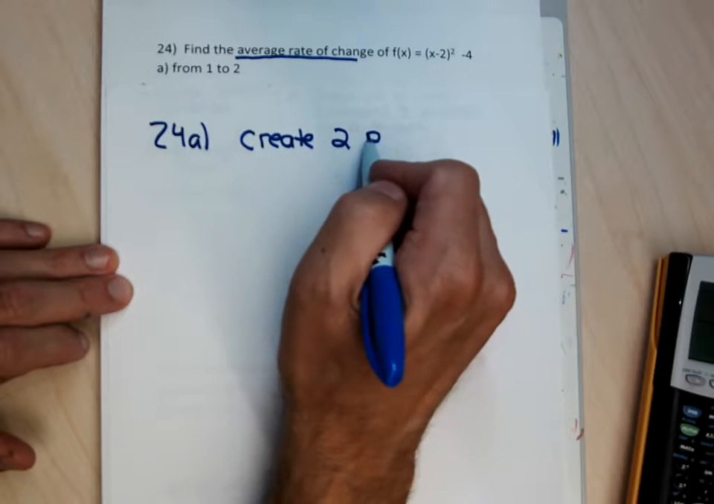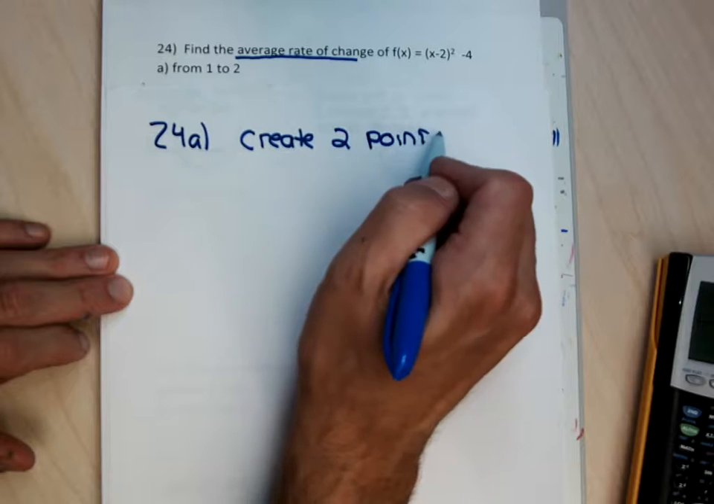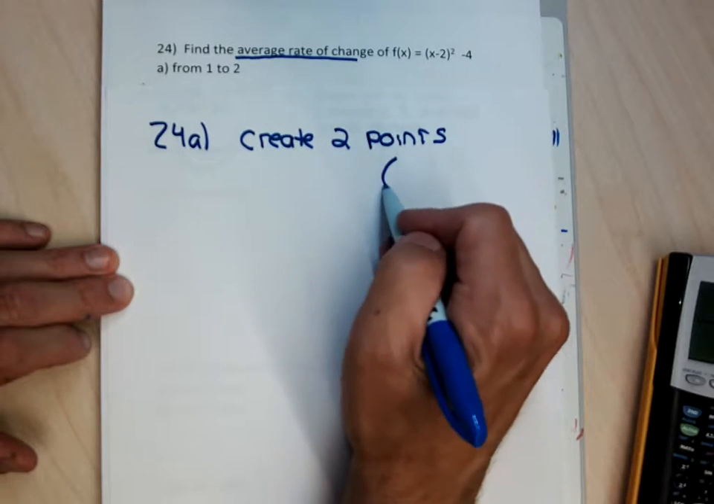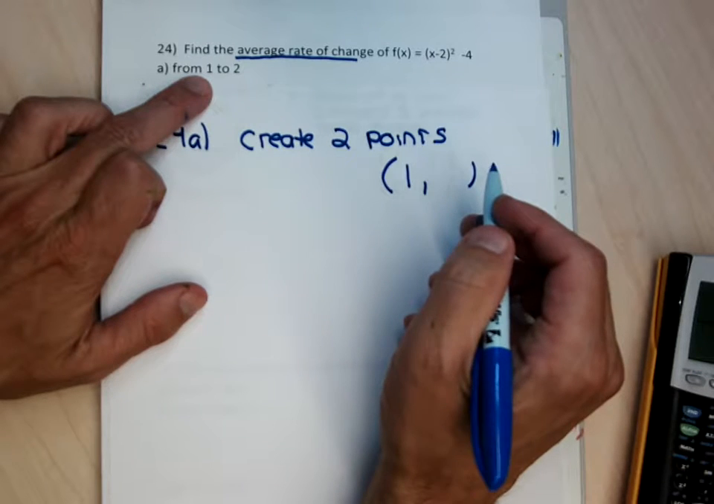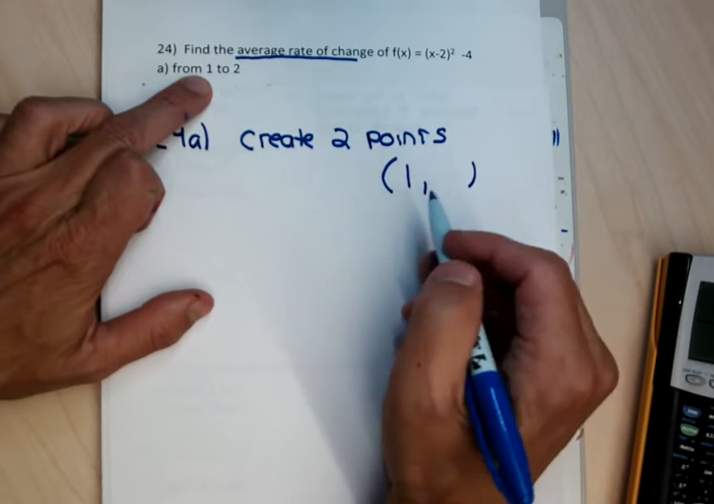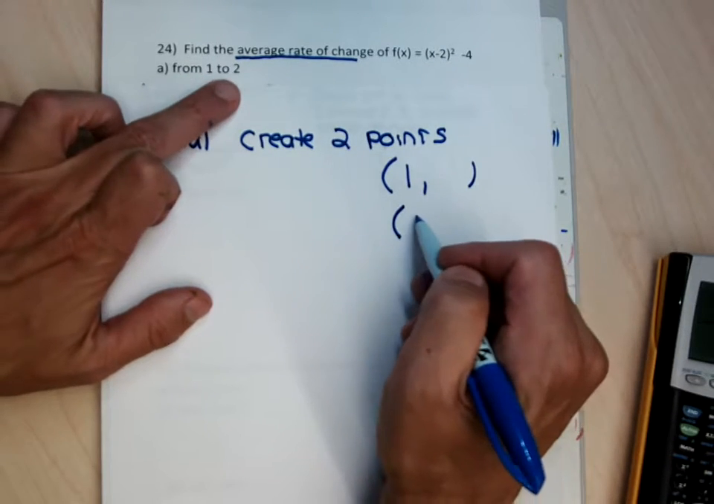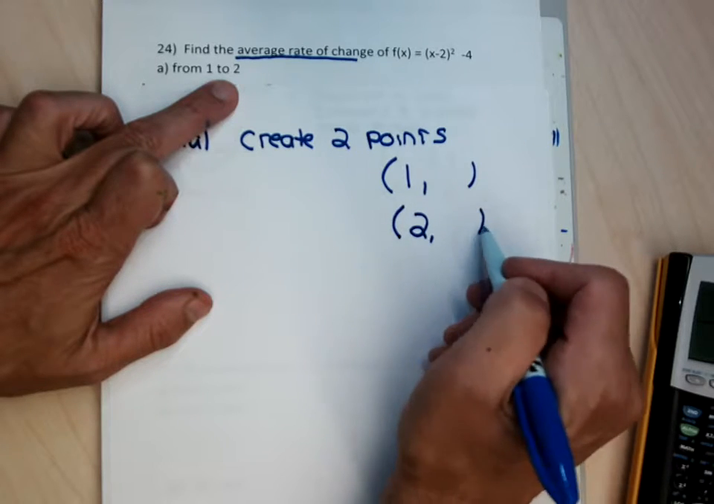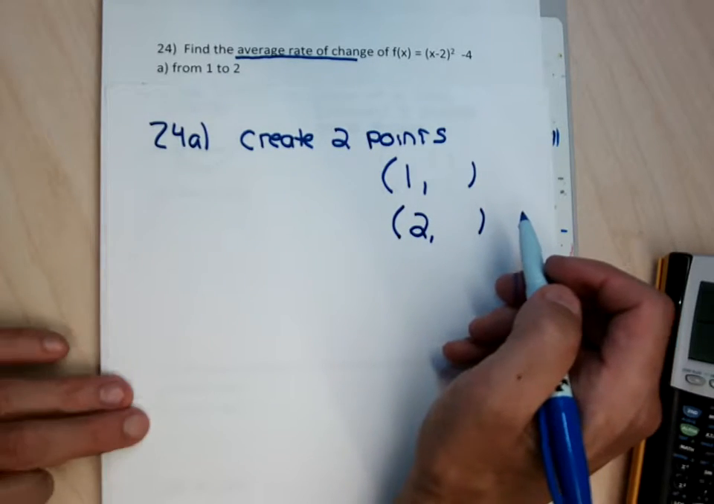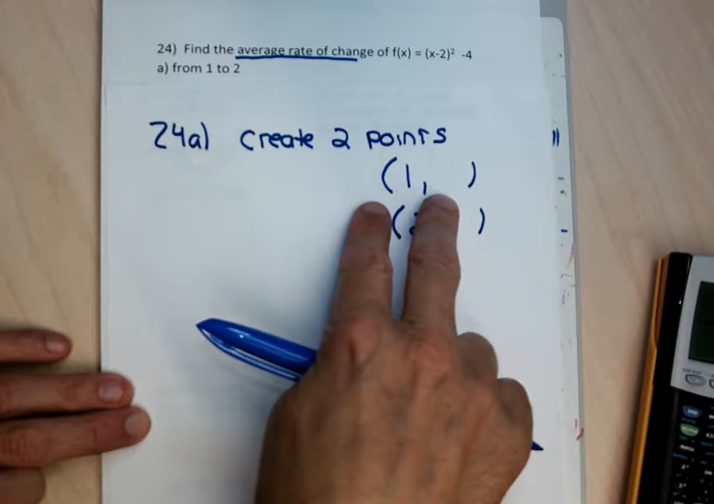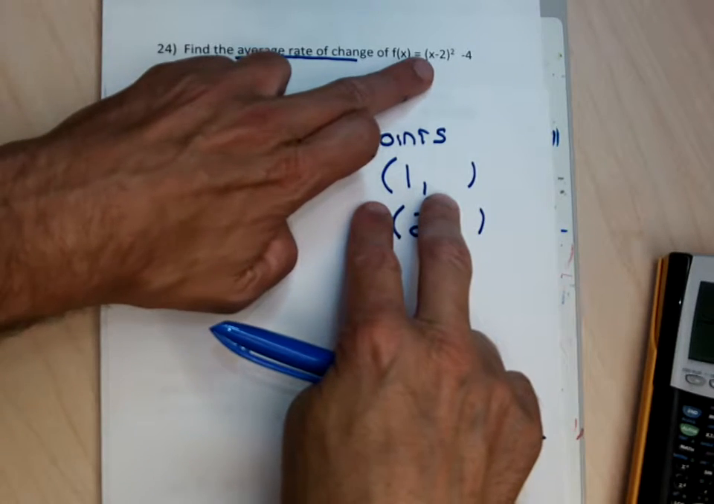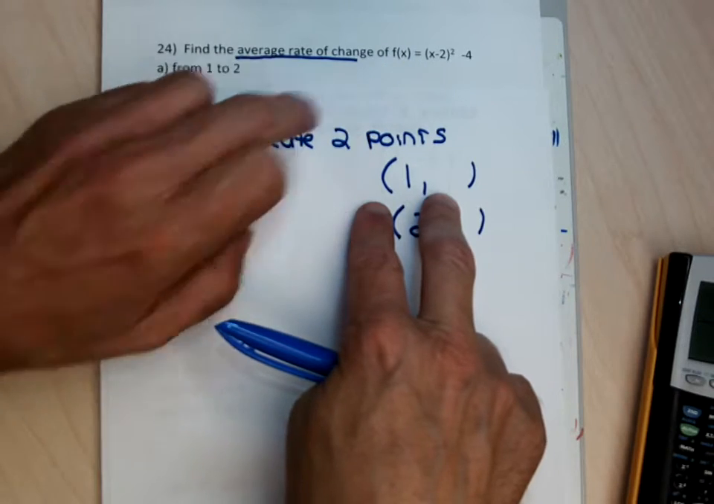Because the average rate of change is the slope of the line that connects 2 points. My first point is going to be 1 comma something, using the first value that's supposed to be an x, but it doesn't say that's an x. My second point is going to be 2 comma something, using the second number that's given as an x. For each x, I need to get a y. For the first x of 1, I'm going to get the y by plugging in 1 for the x's.